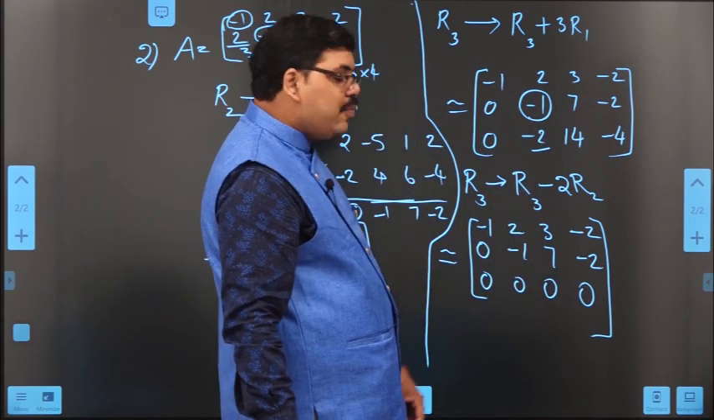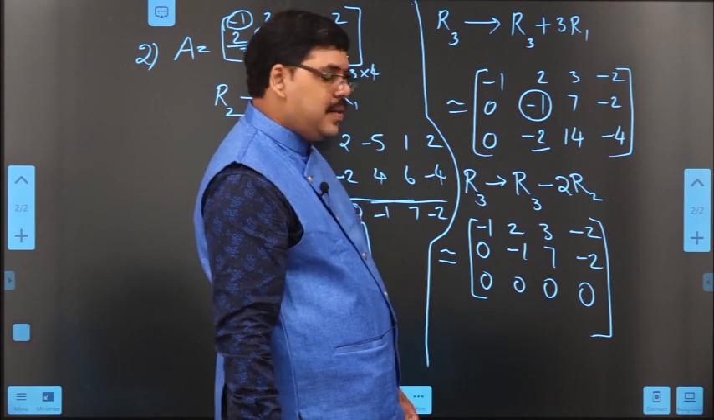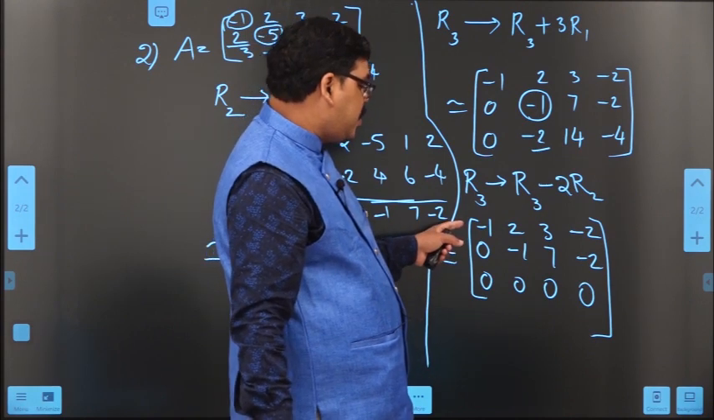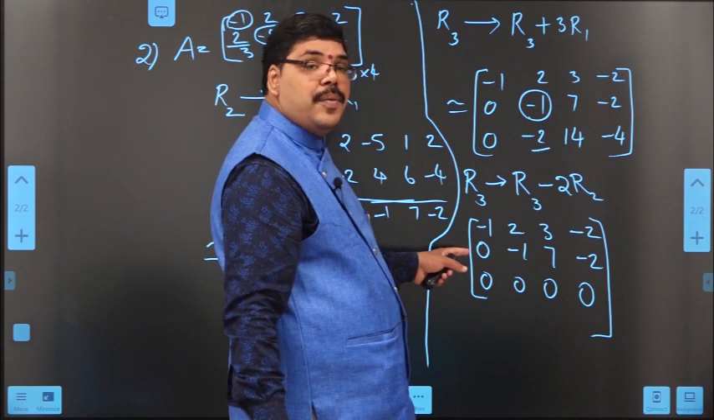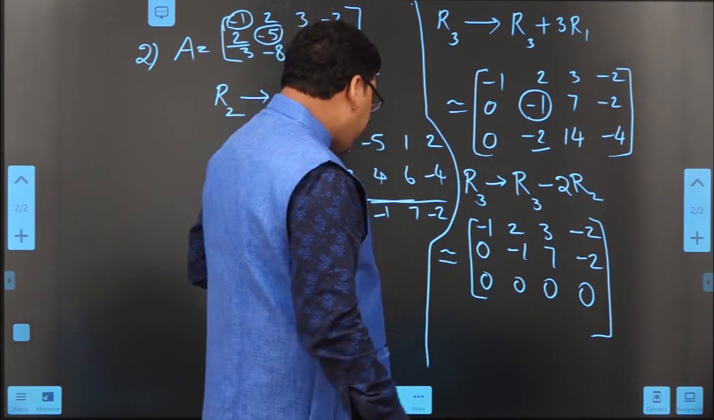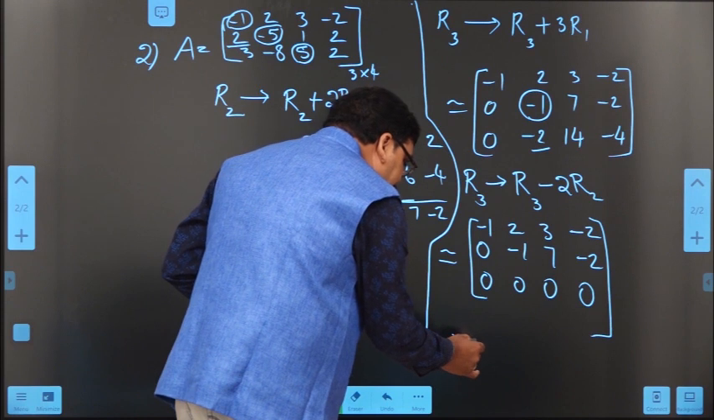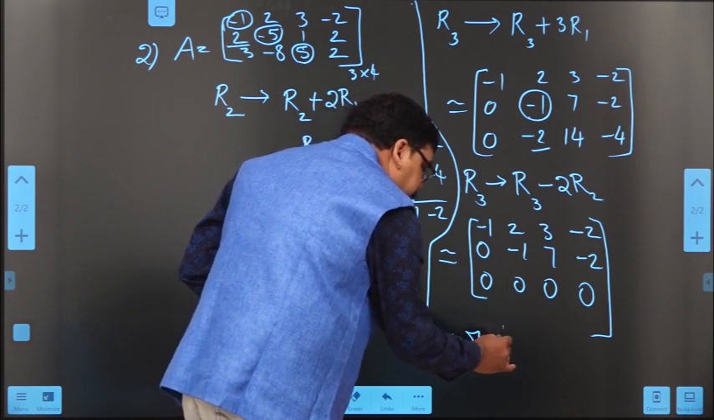Now, is it in echelon form? Of course it is. Number of non-zero rows in this echelon form is 2. So therefore, rank of A is 2 again.